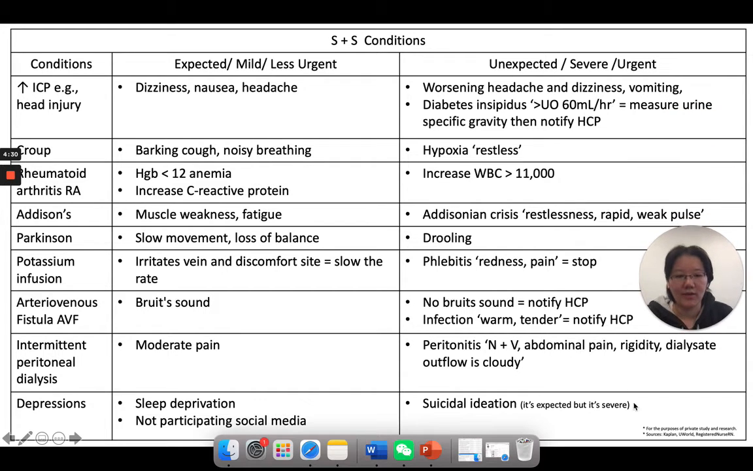Okay, so the conditions. Based on the conditions, if I feel that they don't fall into ABC, then I go like this. Conditions, expected signs and symptoms, mild, less urgent, in comparison to unexpected, severe, urgent. So what that means is this works well with select who do you see first as well. And on top of that, it gives you priority.